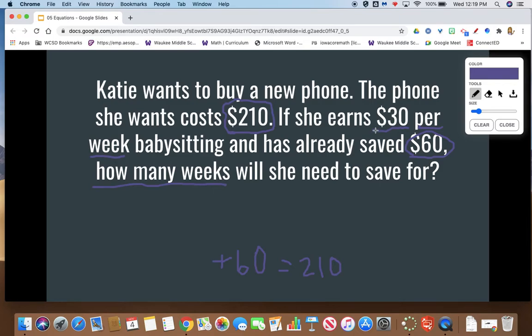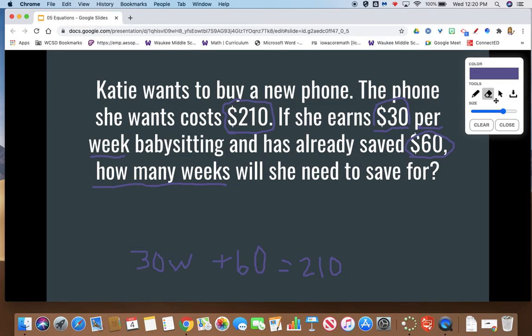The other part of our equation, or our expression that we would set up on this side, is the $30 per week. I know we're trying to figure out how many weeks, and what I do know is she makes $30 per week. If I were to take $30 and multiply it by the number of weeks that we would need, and then add that to our $60 that were already saved, that's going to add up and equal our $210 that she needs. Our unknown, remember, is how many weeks that's going to take. So we could set that up as 30 times the number of weeks plus 60 should equal our $210. That is our equation set up.